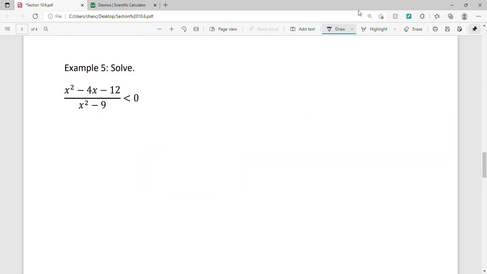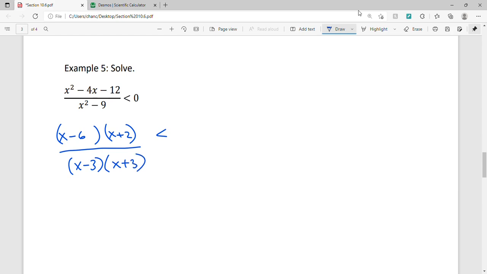In example 5, things start getting interesting, but it's the same idea. All we have to do is factor first. On the top, it factors as x minus 6 times x plus 2. On the bottom, that factors as the difference of squares, that's x minus 3 times x plus 3. So that's the difference of squares, and so we'll do the same process.